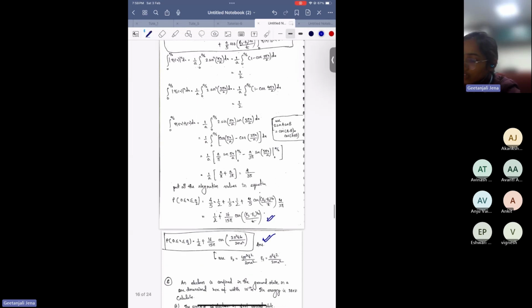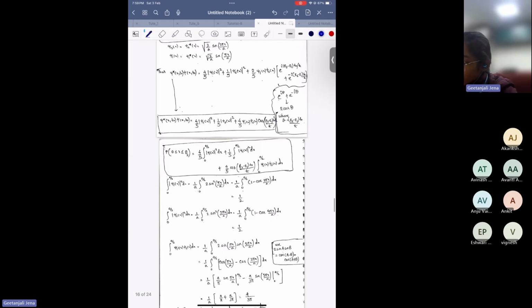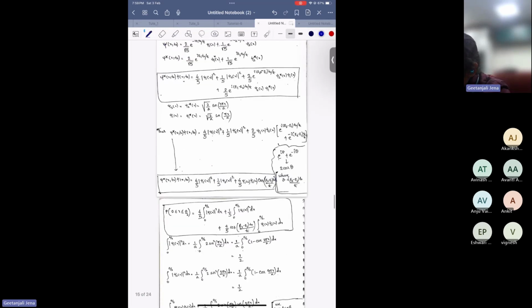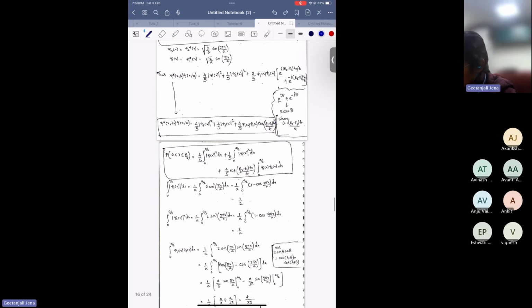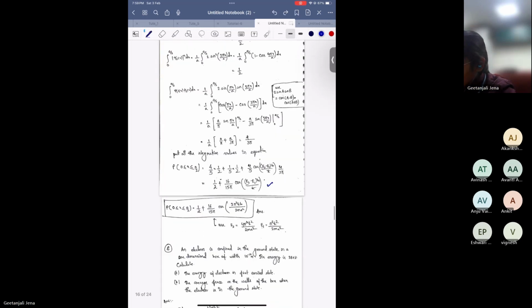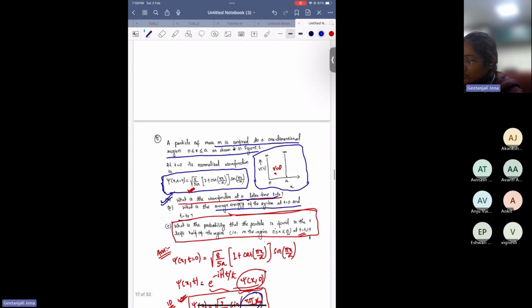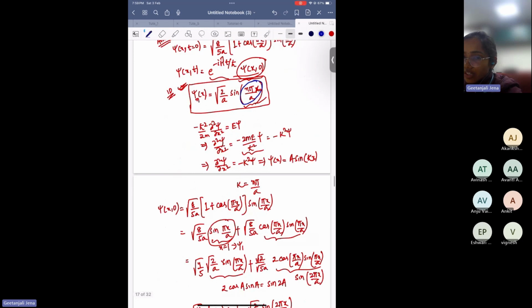You have to calculate, look, there are psi 1 terms here, there are psi 2 terms here, and there are cross terms here also. So you have to just take the integration of the whole terms. Okay. So does anyone have any doubt now?